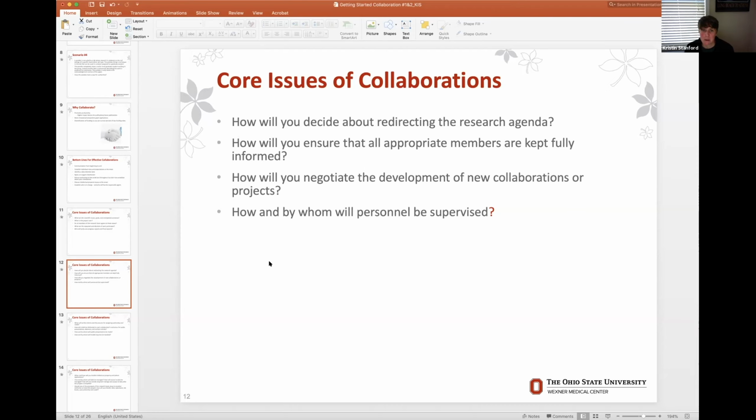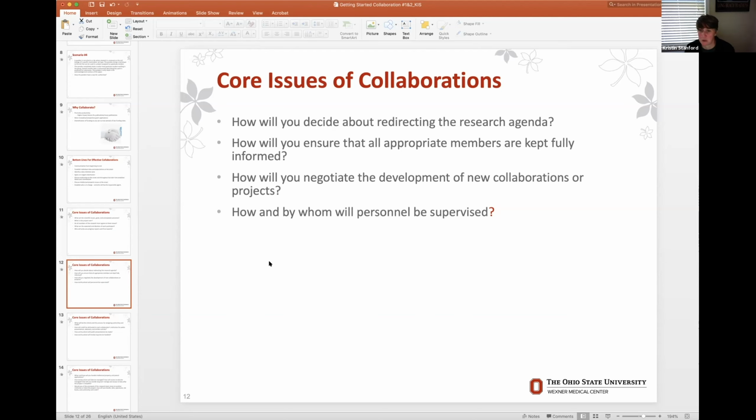But again, the more effectively you can discuss them early on, I think the more successful you will be. And how and by whom will personnel be supervised? So for a lot of grant applications, you can say you're going to split a grad student or split a postdoc. If you've got a project, a lot of times working on a manuscript, a postdoc can be learning a new technique in your lab.